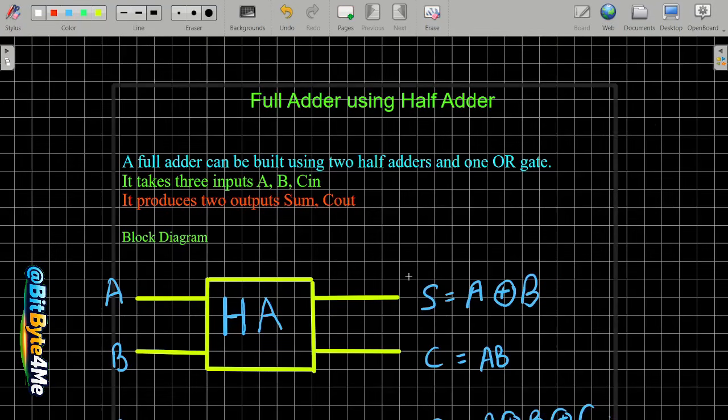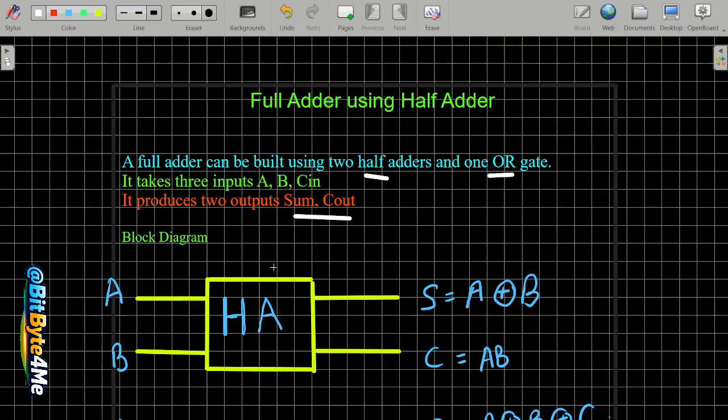Full adder using half adders. So a full adder is basically a circuit that is built using two half adders and one OR gate. We need two half adders and one OR gate to build it, and it takes three inputs A, B and C in, and it produces two outputs, sum and C out.